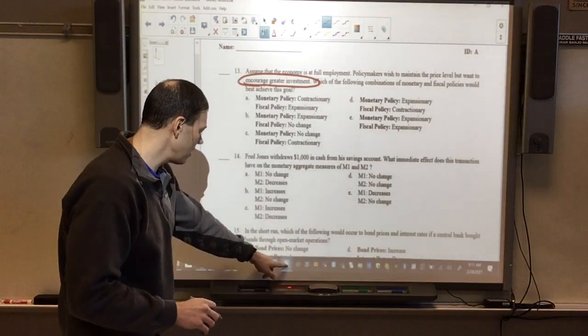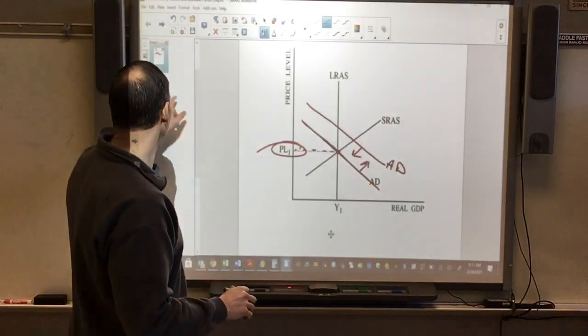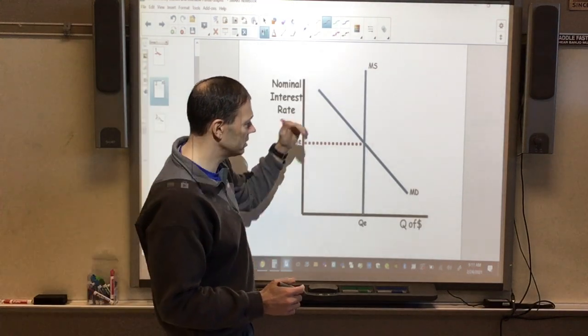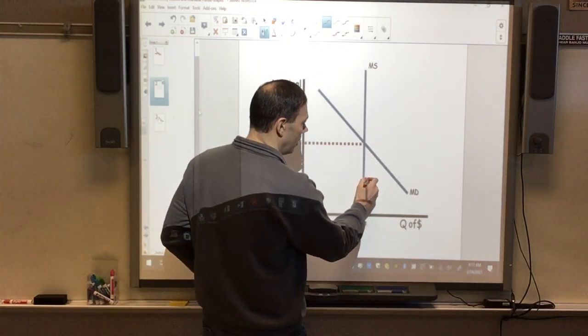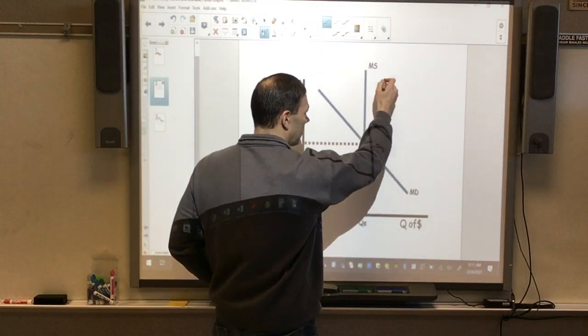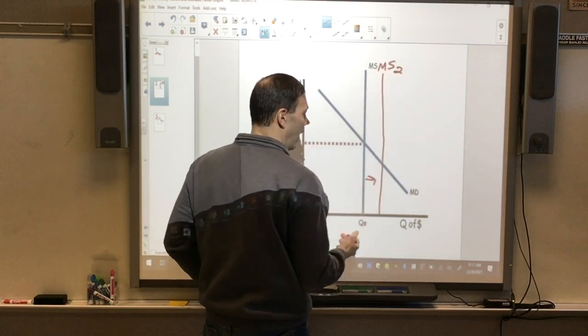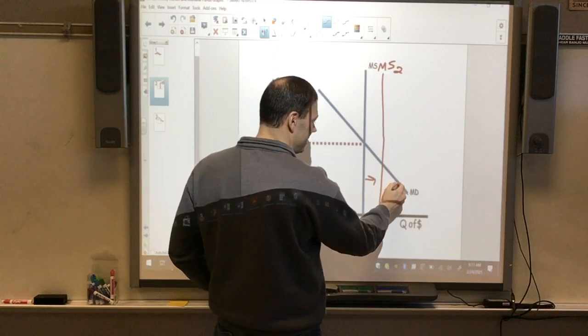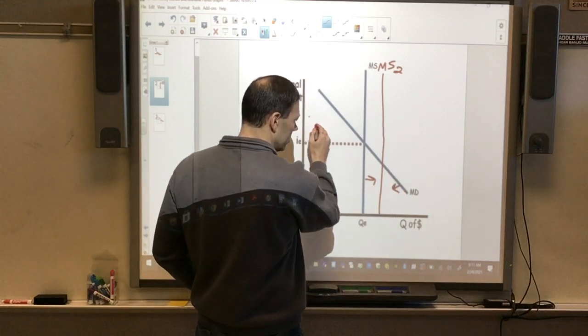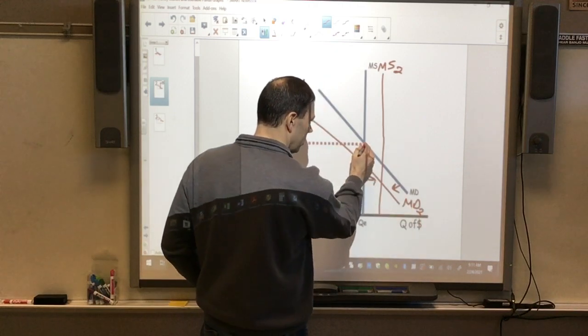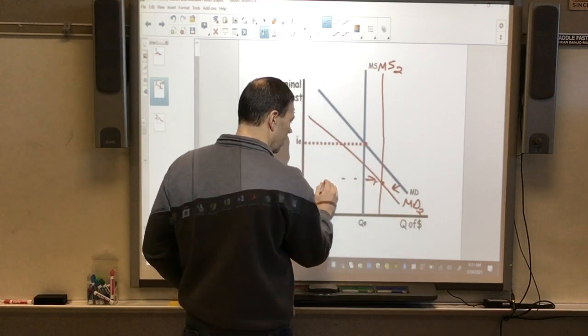Well, what would make that happen if we go to probably our money market graph is the easiest one to see this on. So what's going to make interest rates go down? Well, if the Fed increases the money supply, that would make interest rates go down. And if money demand decreases, that also would make interest rates go down. Okay, so we start here and we end here, so those actions.